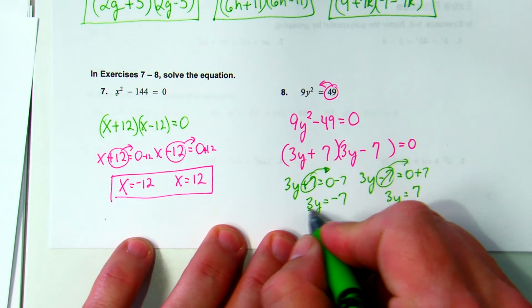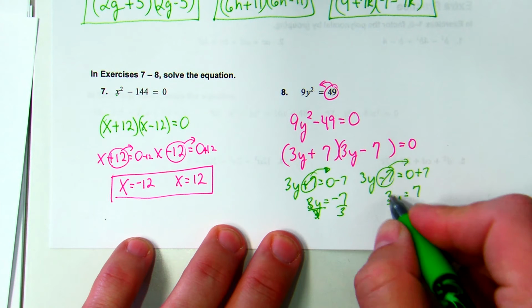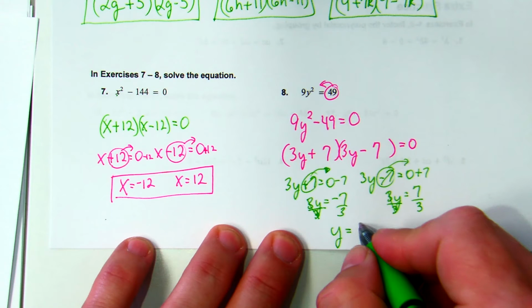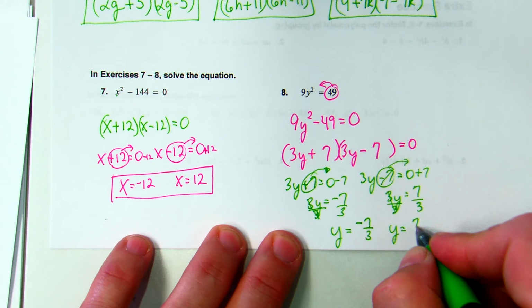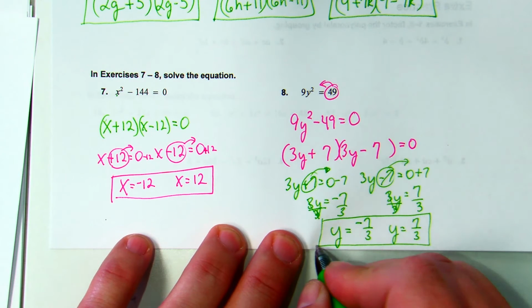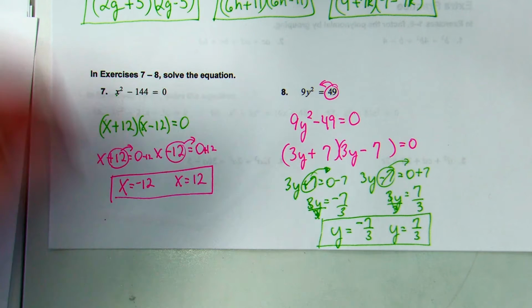So I'll divide by 3, divide by 3. The 3's will become a 1 here. That becomes a 1. And so y is going to equal a negative 7 over 3, or y is going to equal a positive 7 over 3. Okay? And that is the solution for number 8. Okay, and then that pretty much is difference of squares. Let's move on to 7.9 notes.